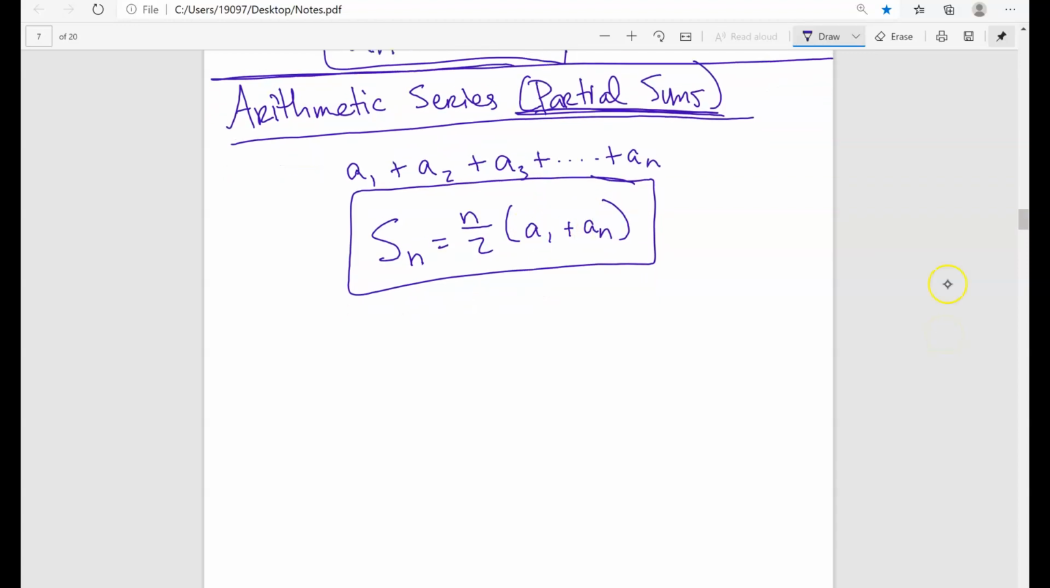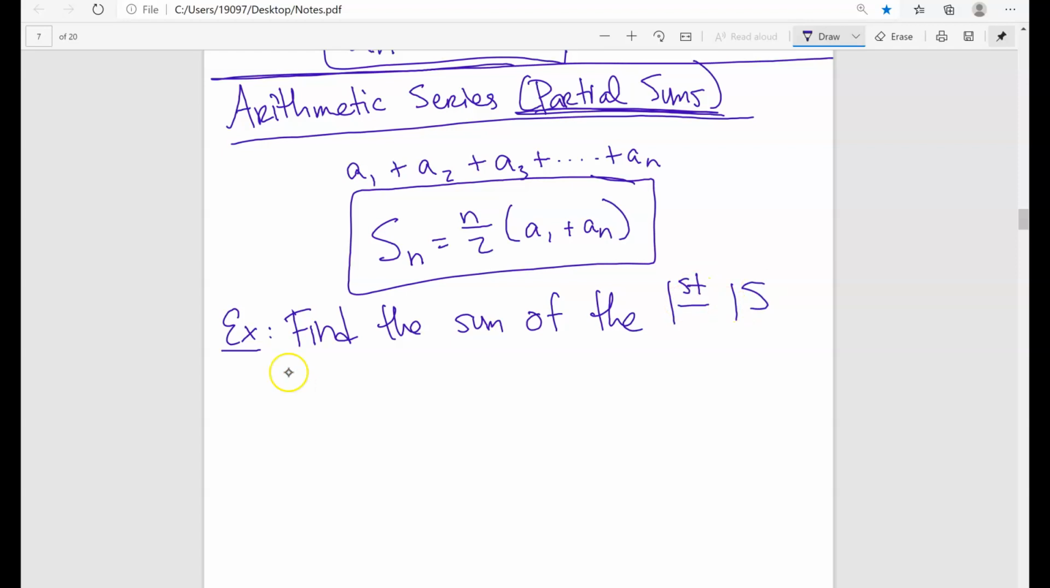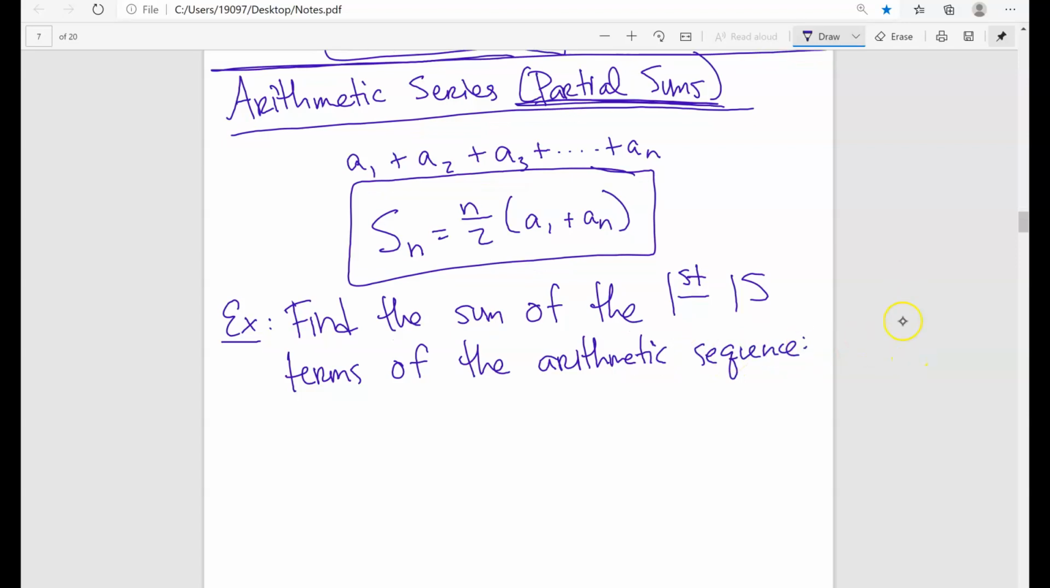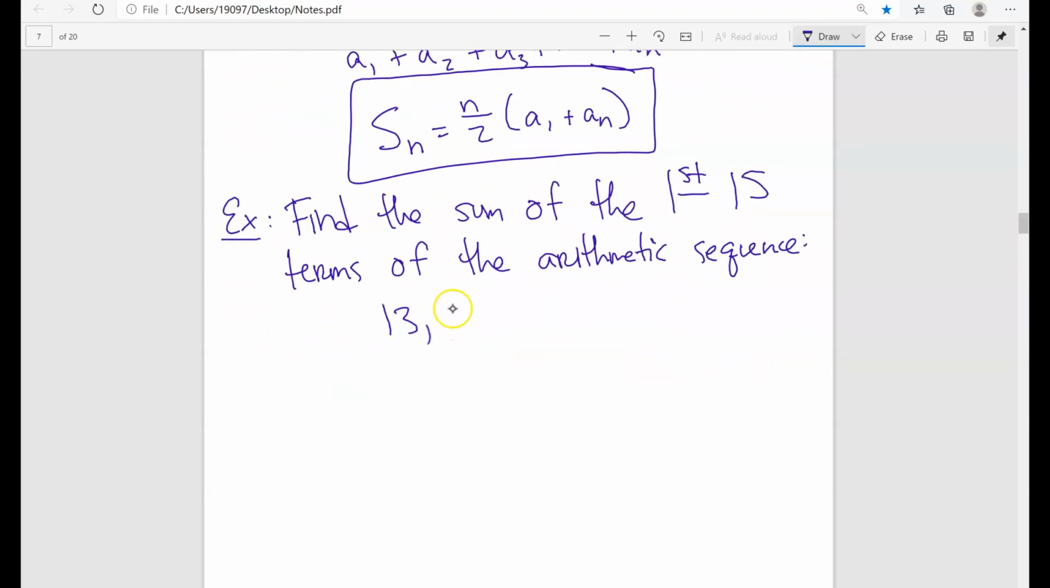So let's do an example. So let's say you wanted to find the sum of the first 15 terms of the arithmetic sequence, and the sequence in this case is going to be 13, 10, 7, 4, and then it continues on. Okay, so how would you do this?